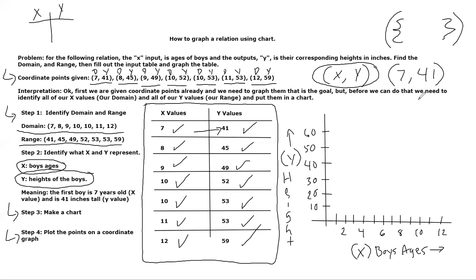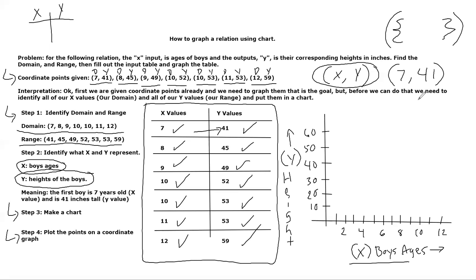Now, we know that these are coordinate points. So we know that when we're drawing the coordinate plane, with X and Y, the boys' ages are my X value, and we know that domain is to the left and to the right. So it's the bottom line here. I graphed them from 2 to 12 because that's as far as we need to. And as far as the height goes, height is the Y value, and we're going to go up, which is why I have 10, 20, 30, 40, 50, 60 to make sure I capture all of them.